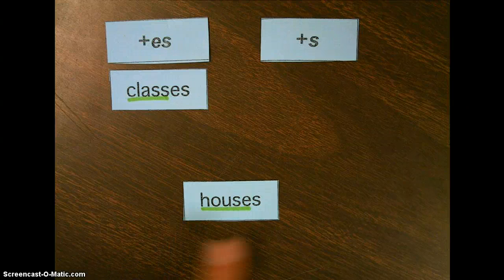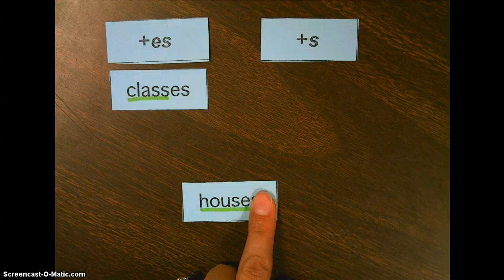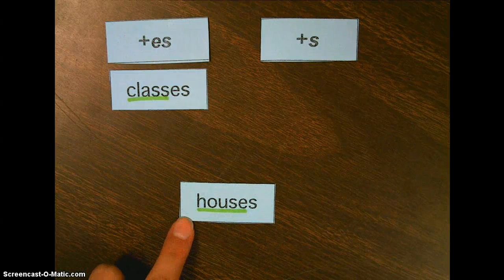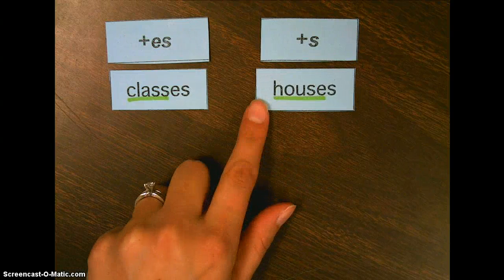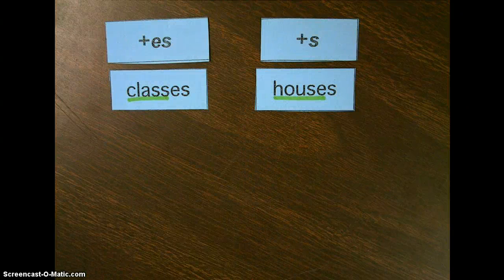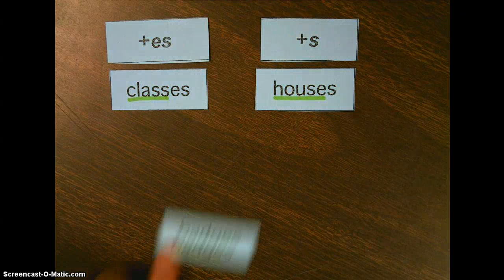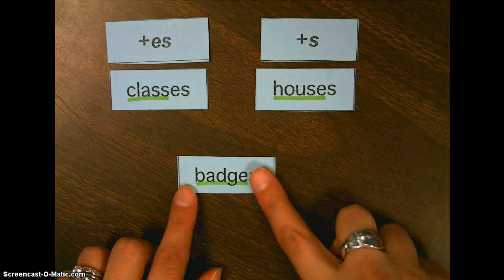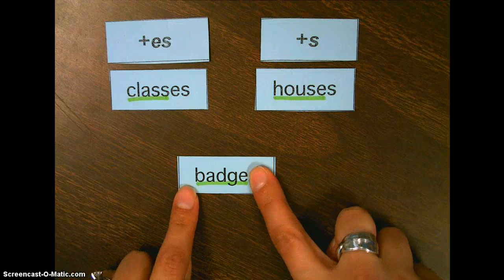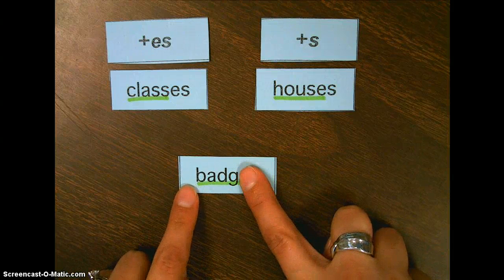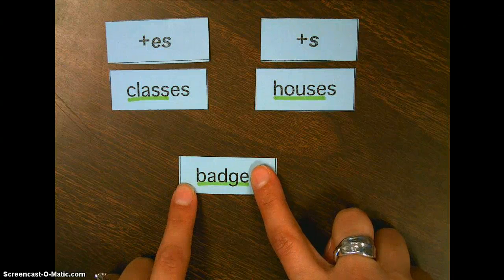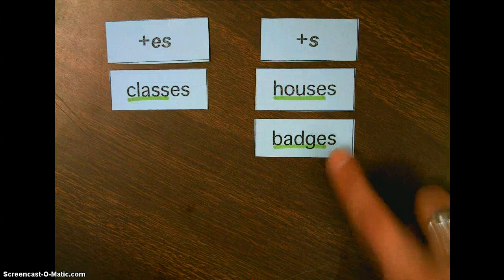Houses, house is my base word. I need that E at the end of house. So to make house plural, you just add one S. So that goes in my plus S category. Another one similar to that is badge, badges. If you cover up just the S, you have the word badge. On this one, make sure that you added that E as part of your base word because that E is necessary to make sure badge is spelled correctly. So badges go in the ES category.